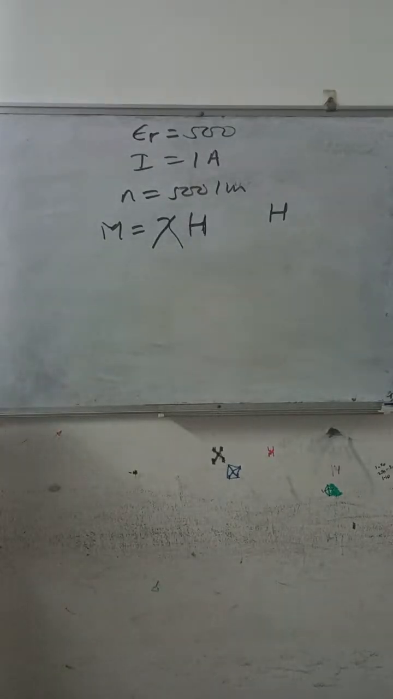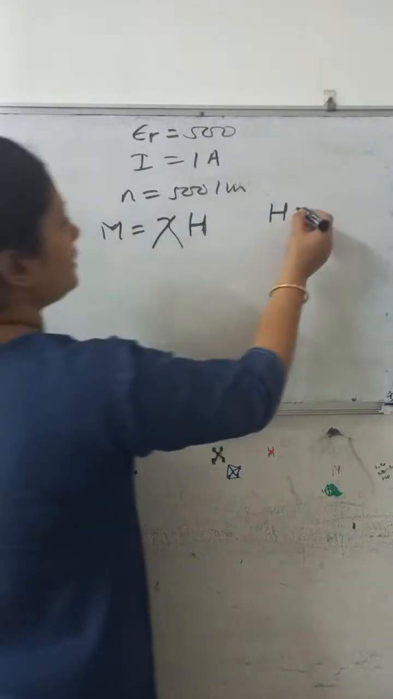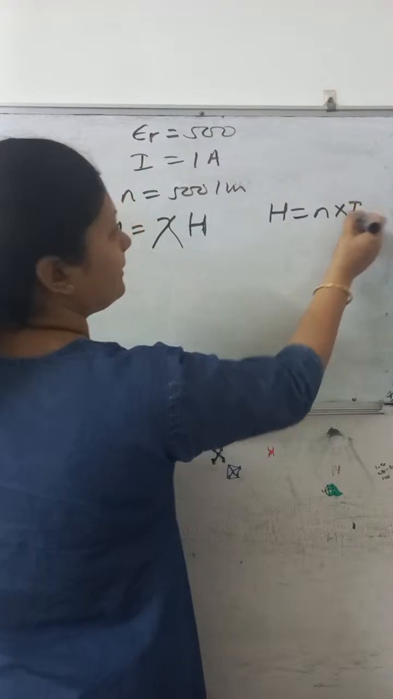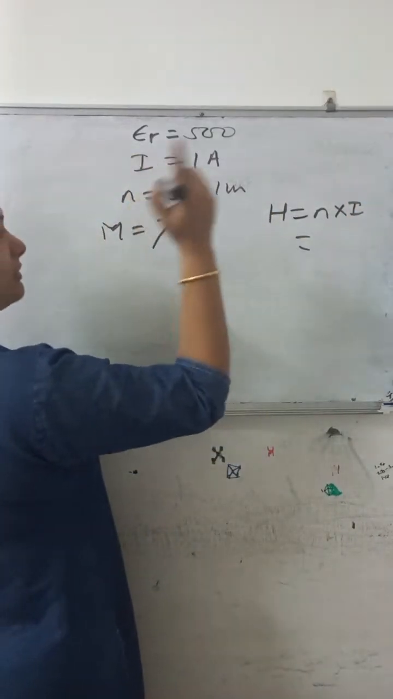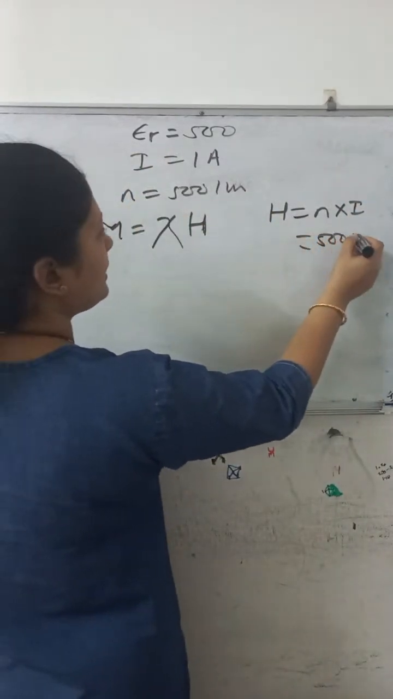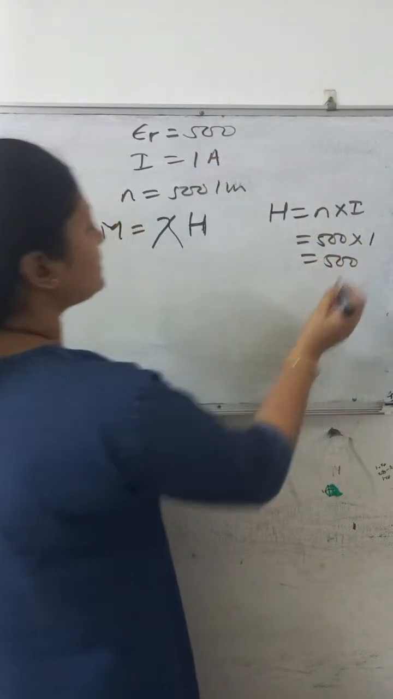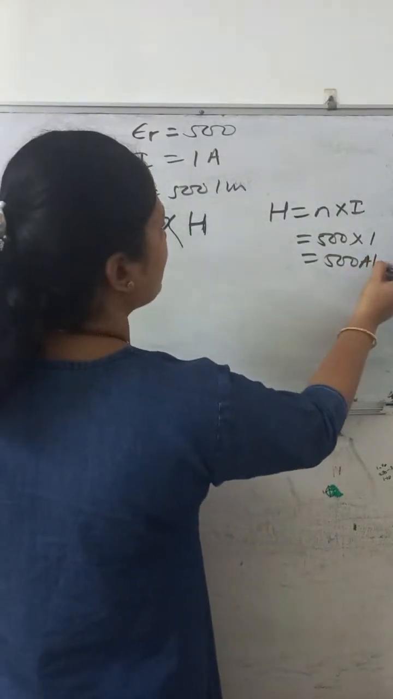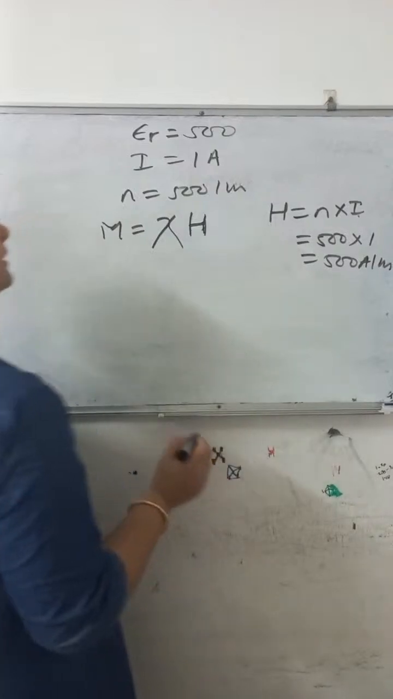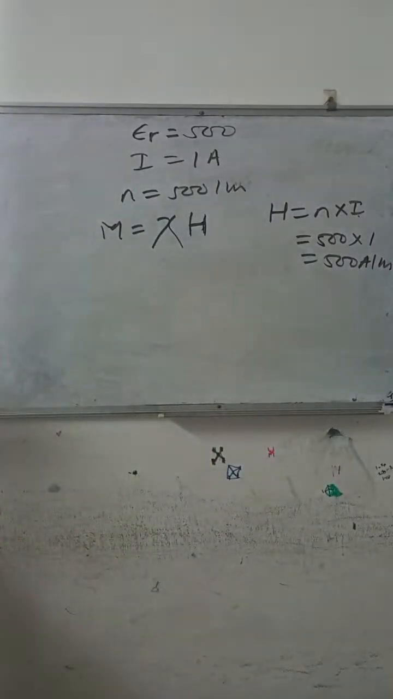Always remember H is nothing but the number of turns times the current I. The number of turns per meter is given as 500 and the current is given as 1. So you will get the H value as 500 ampere per meter. This is the H we get.